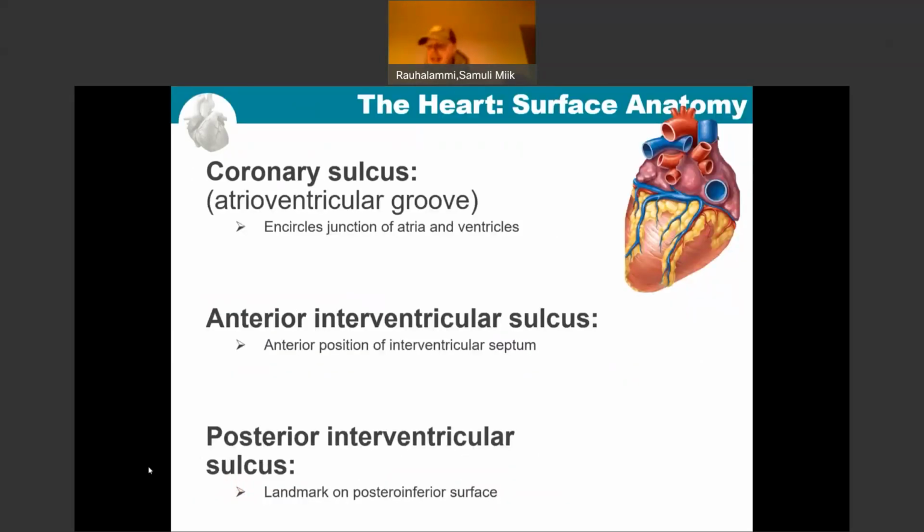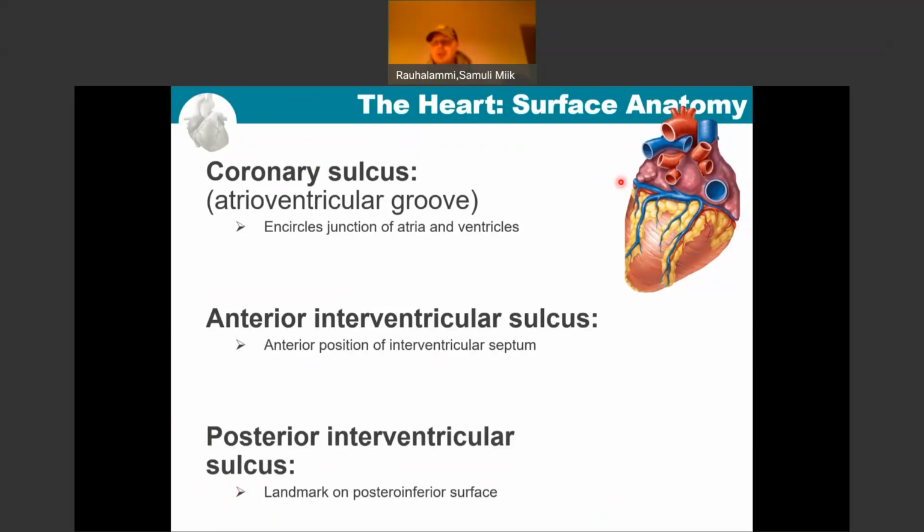What I want to do as the last thing when it comes to the anatomy of the heart is to discuss just a little bit about the surface anatomy of the heart. And there are a few things that I want to highlight. We're going to start with the coronary sulcus. That's often known also as the atrioventricular groove. And that's this groove, this depression.